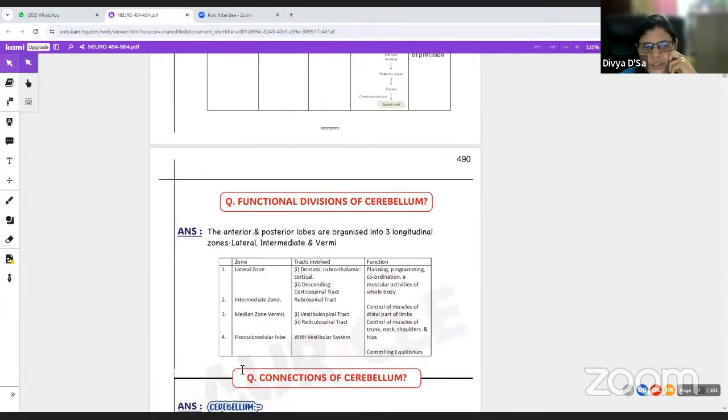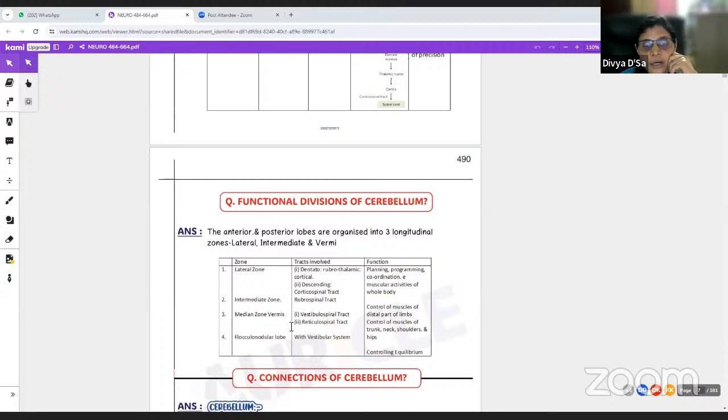Then the functional division. The entire cerebellum is divided into three zones: basically the lateral zone, intermediate zone, and the medial zone. So they are the functional divisions. The median zone belongs to the archicerebellum, where we have the nucleus fastigii. So basically the vestibulospinal and reticulospinal tracts are all included there. It controls the muscles of the limbs and the muscles of the trunk, neck, and shoulders.